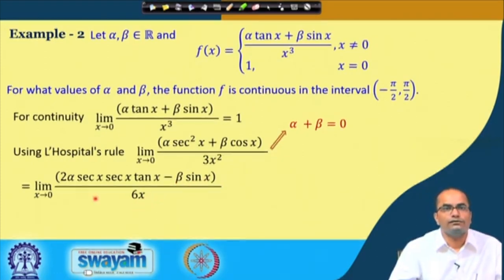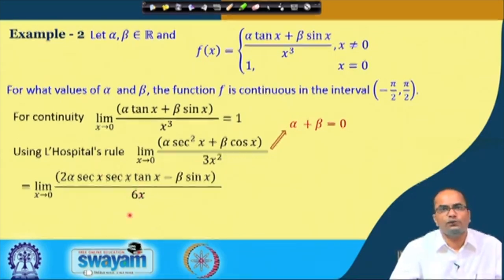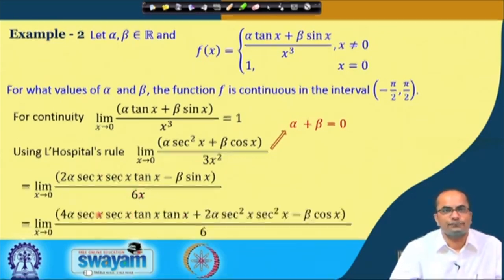And now, if we check what form we are getting here, this tan x will make this 0, and sin x will make this 0. So, we are getting 0 in the numerator, divided by 6x, which is again 0. So, we are getting the 0 by 0 form. So, we can apply the L'Hopital rule once again to this expression.